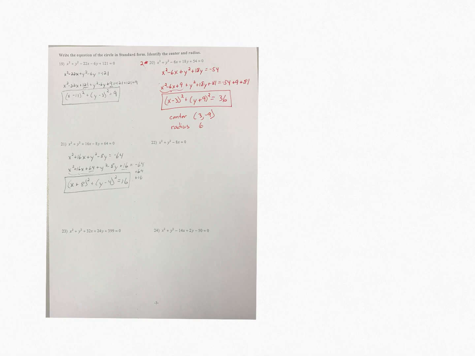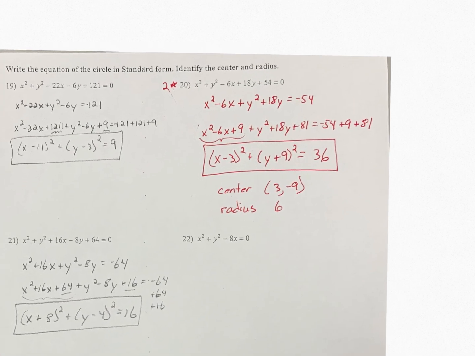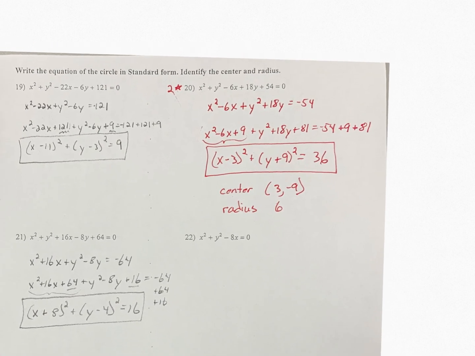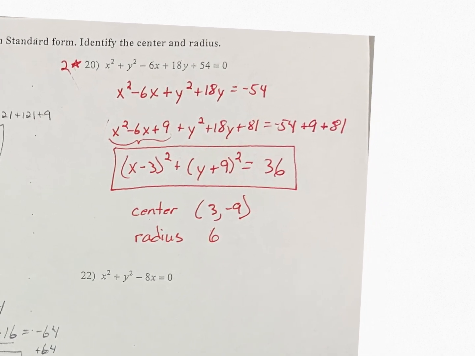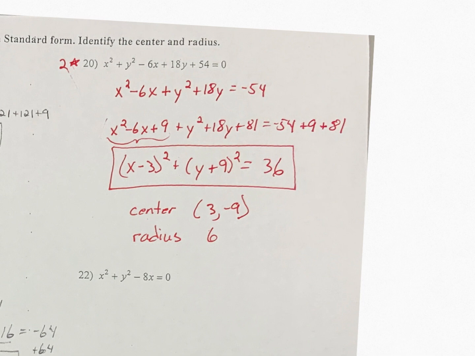Okay, and then taking a look at this page, this is a question about circles where you have to write the equation in standard form and identify the center and the radius. All right, so in this one, you have this equation, x squared plus y squared minus 6x plus 18y plus 54 equals 0. Obviously you see here we have an x squared term and an x to the 1. Same with the y. We have a y squared and a y to the 1.